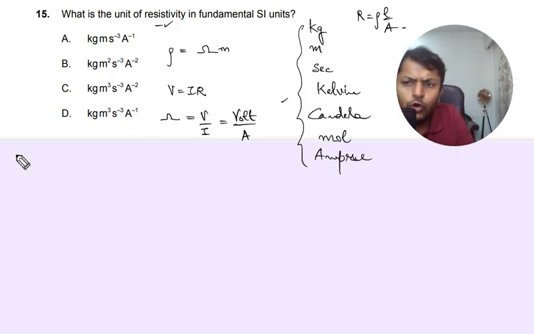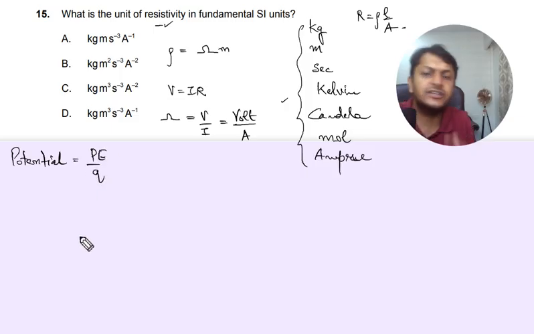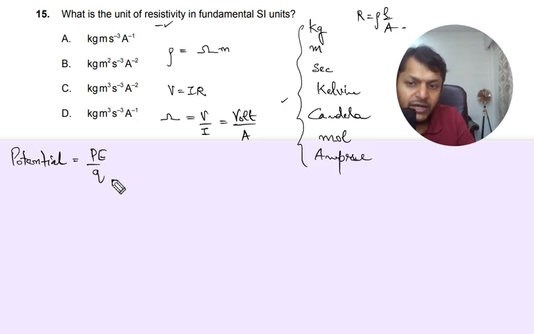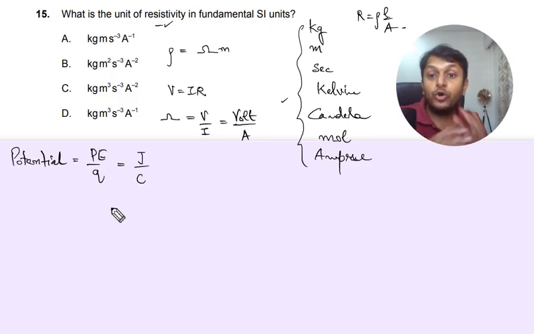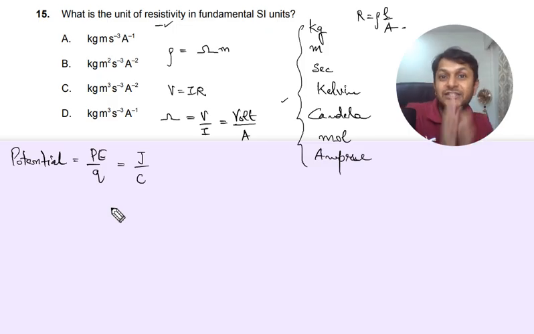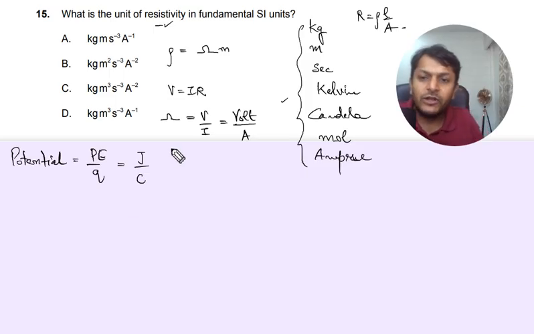Now what is volt? Volt is the unit of potential. This is written as potential energy divided by charge, isn't it? This is coming straight from the topic D2 HL. So PE divided by Q. Now for potential energy the unit is joule, and for charge it is coulomb. Both of them are not in our list of fundamental units, so we have to break both of them down. Now what about the joule?